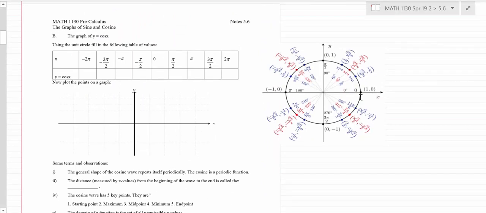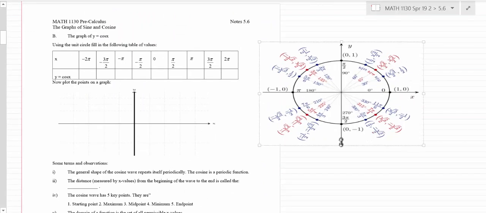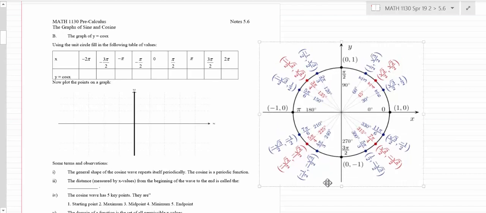Okay, so let's see. Next page, we're going to do the cosine. The cosine is done the same basic idea, and it's going to look a lot like the sine. It's not the same graph, but it sure looks a lot like it. So we're going to do exactly the same thing. Okay, so how do you find a cosine on a unit circle? What do you look for?